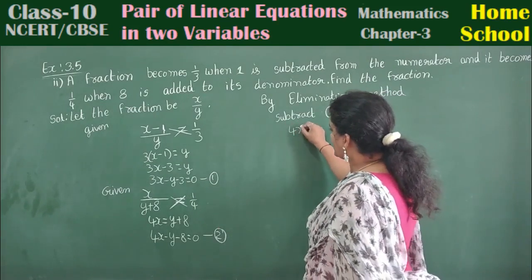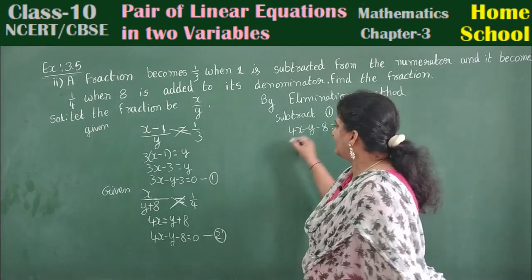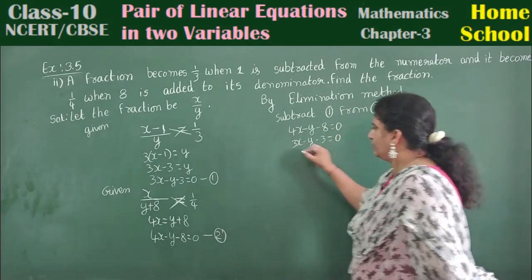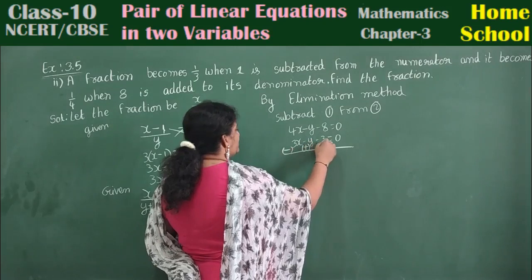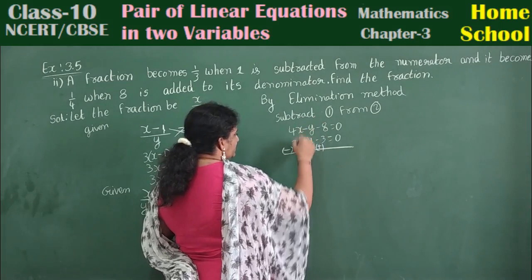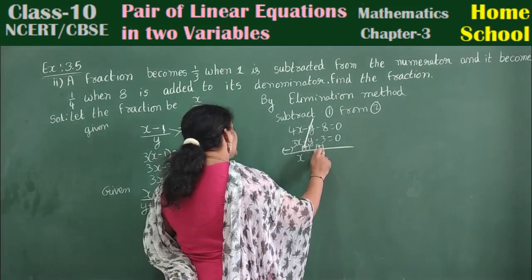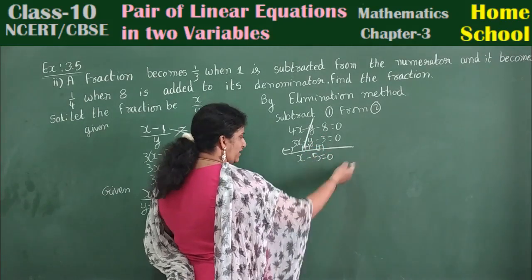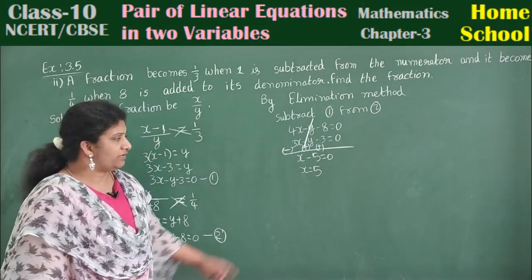Means first you write the second equation. 4x minus y minus 8 equal to 0. And then write the first equation. 3x minus y minus 3 equal to 0. Subtracting, signs will be changed. Minus will become plus, plus will become minus. 4x minus 3x will be x. Minus y plus y cancel. Minus 8 plus 3, minus 5 equal to 0. Send this 5 other side. x is equal to 5. Okay, we got the x value.